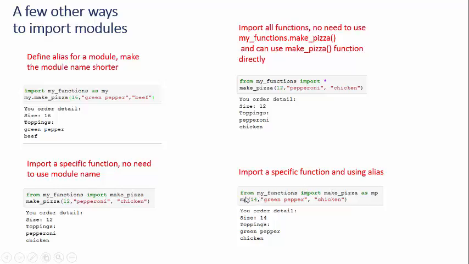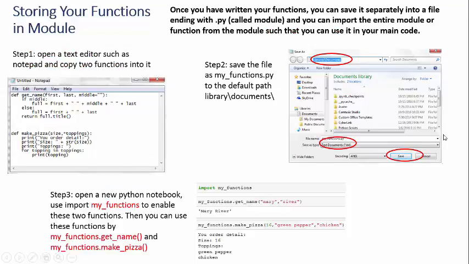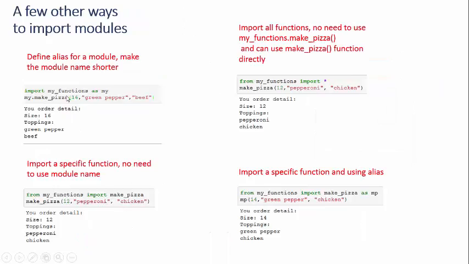And then you can even import a specific function and use an alias for that function as well. For example, you import makePizza as MP. So in the future, when you call the makePizza function, you just use MP. It simplifies a lot of the ways you can call a particular function. Those are a few different ways you can import. But the most straightforward one is to just import the module, and then use module.functionName to call your functions. Some people prefer to use import module as an alias, then you can use that to call your function as well.